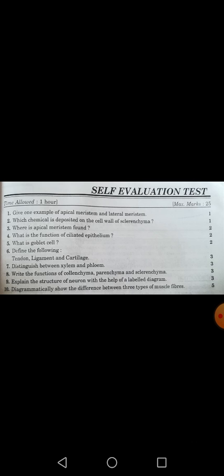Now the next question is distinguish between xylem and phloem. So here we are going to discuss three differences. Now xylem is a kind of vascular tissue or complex permanent tissue which transports water and minerals from root to leaves first, while the phloem transports prepared food from leaves to different parts. It means the direction of the flow in the xylem is unidirectional, while through phloem it is multidirectional flow.